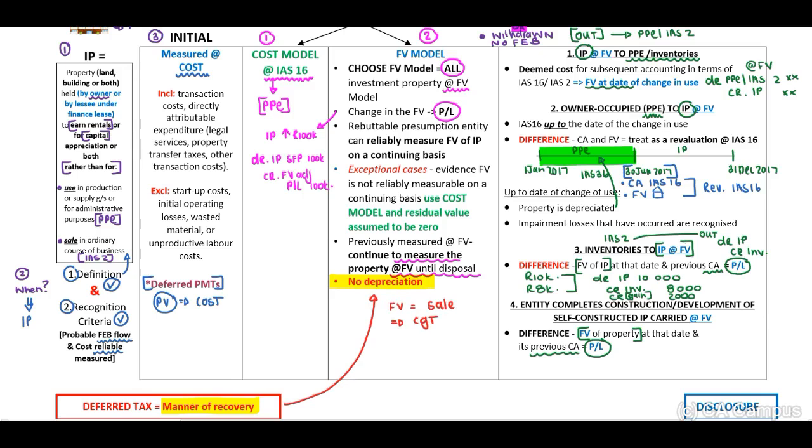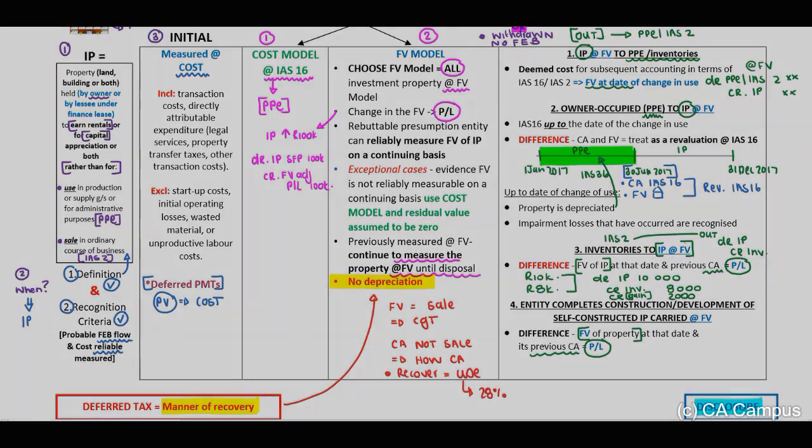If the carrying amount of the asset will not be recovered through sale, we need to identify how will that carrying amount be recovered. If it is through use, then you need to know based on your normal 28% tax rate. And then important, please make time and work through the disclosure requirements of investment properties.